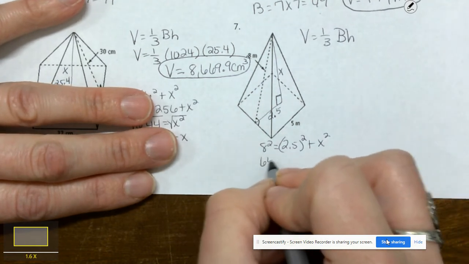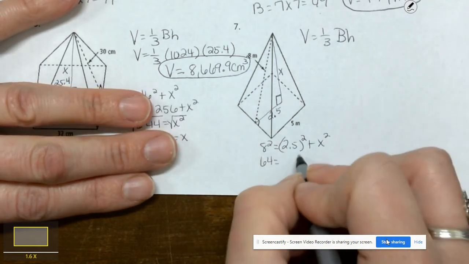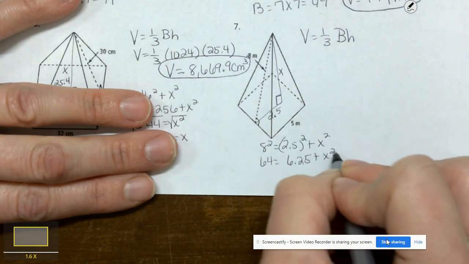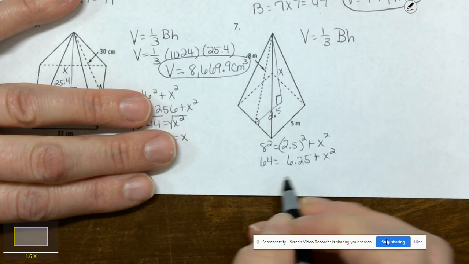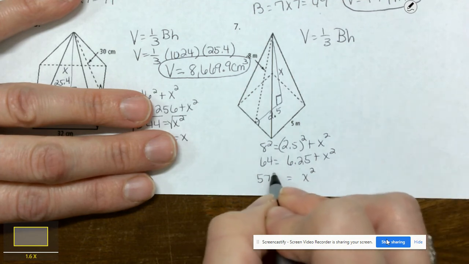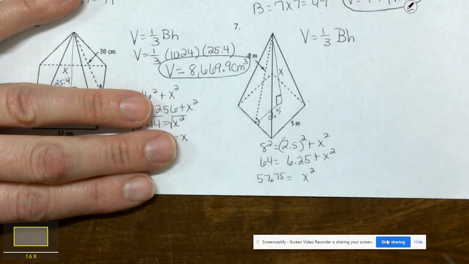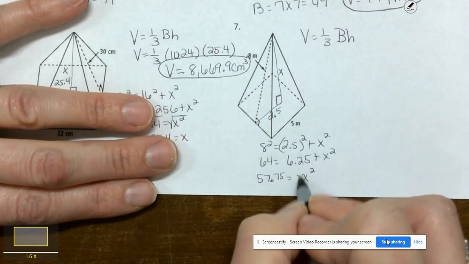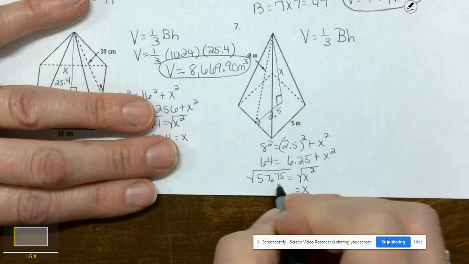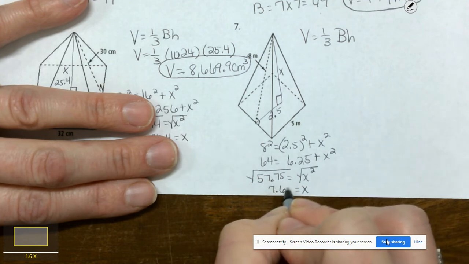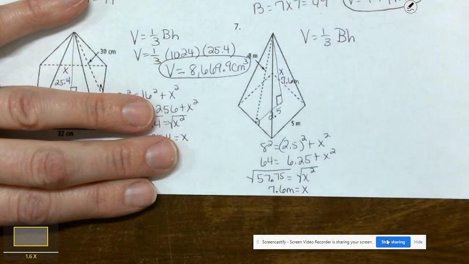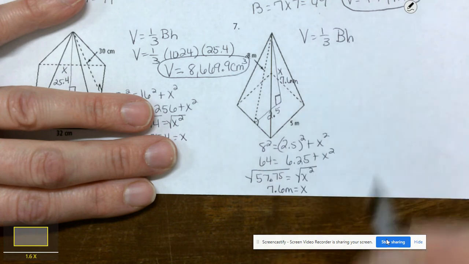All right, 8 squared is 64. 2.5 squared, when you key that in the calculator, is 6.25. Okay, we're going to subtract 6.25 from both sides. When you do that, you get 57.75. And again, I just did that all in the calculator. And then take the square root of both sides, and that gives you x equals 7.6 meters. So this x here is 7.6. That's the height that we need for this h right here.